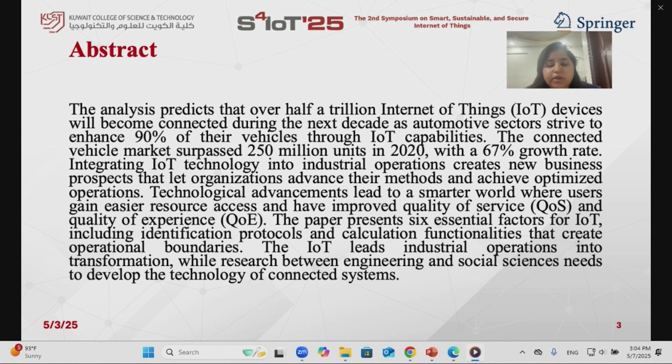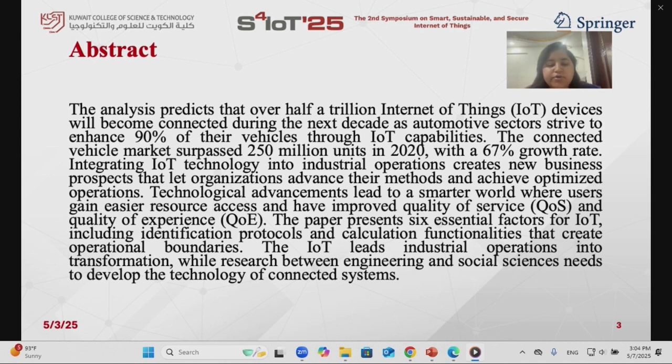Also in the abstract, we say that integrating IoT technology into industrial operations creates new business prospects that let organizations advance their methods and achieve optimized operations. Basically, this paper presents six essential factors for the IoT, which include identification protocols, calculations, functionalities for IoT, and operational boundaries. IoT leads industrial operations into transformation, while research between engineering and socio-economics develops the technology of connected systems.